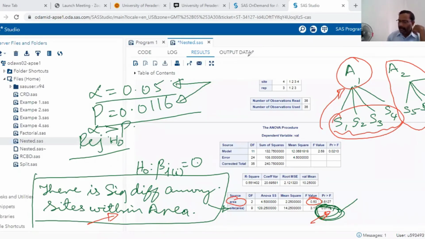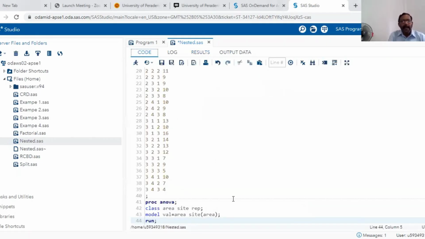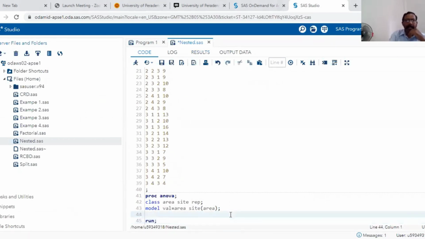No, sir. Okay, so this is the first interpretation. Now we have already interpreted our site because it is already significant. That is why I interpreted it. For the area, we'll have to do a slightly different calculation. Now we will go for the new calculations for the area. I will go to the program again. We'll have to add one more statement there.